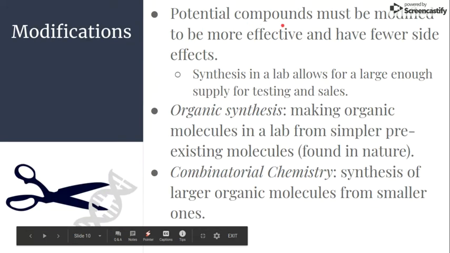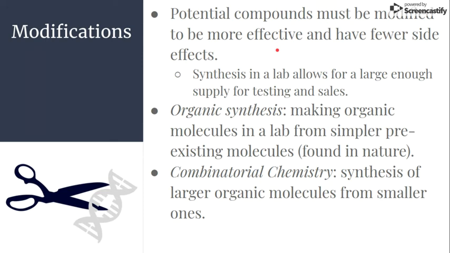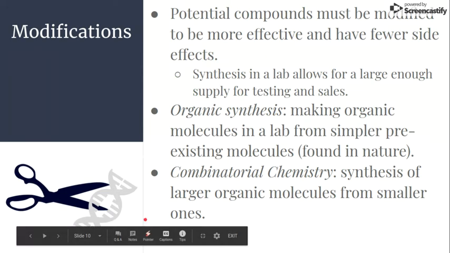Potential compounds must be modified to be more effective and have fewer side effects. Synthesis in a lab allows for a large enough supply for testing and sales. Organic synthesis means making organic molecules in a lab from simpler pre-existing molecules found in nature. Combinatorial chemistry is the synthesis of larger organic molecules from smaller ones in a lab.